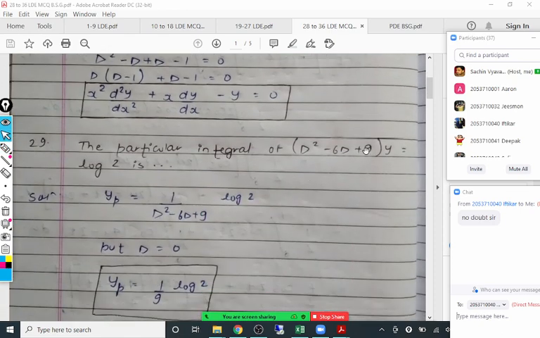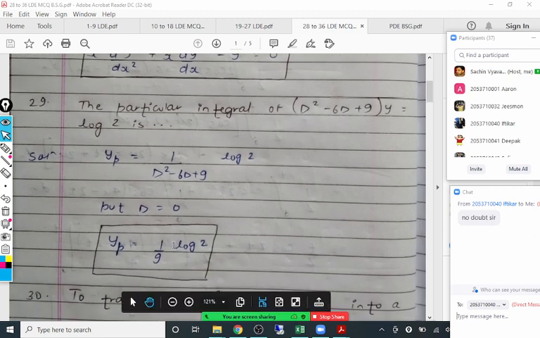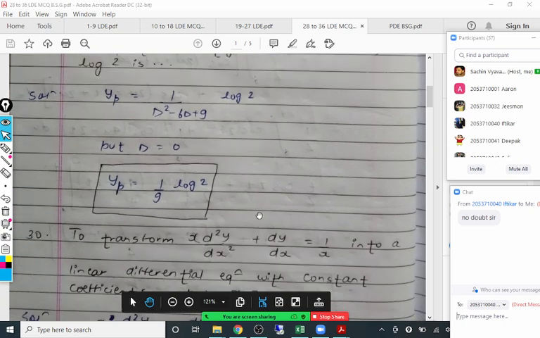Question 29. We want yp, and I think log 2 is on the RHS. Even though log 2 is there, you should not worry. This is just a constant, and whenever the constant is there, you should replace D by 0, and that's correctly done here. So 1 by 9 log 2 is the correct answer.